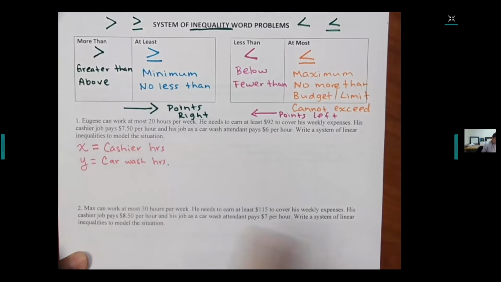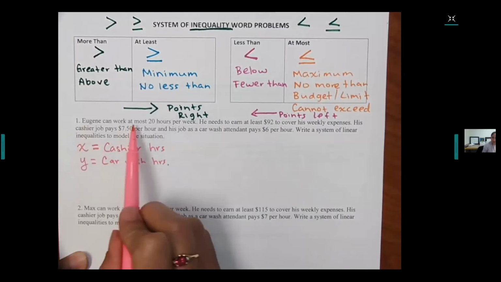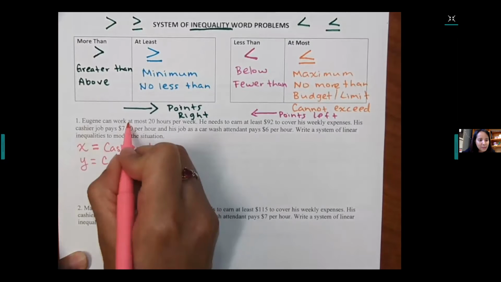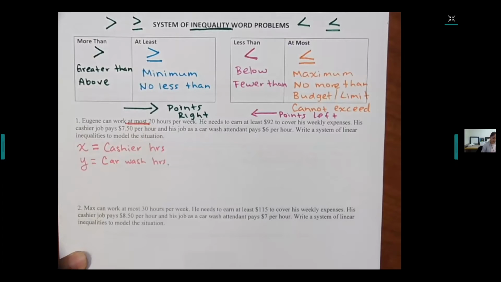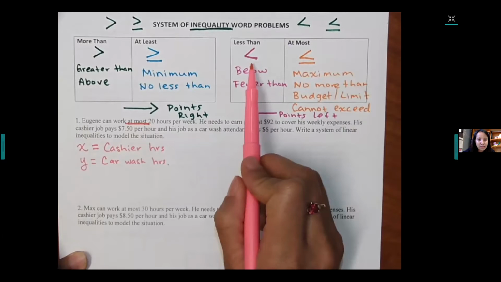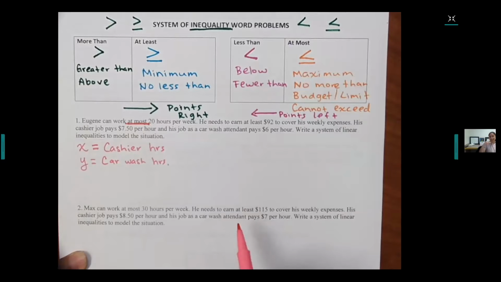So as we read this problem, Ms. Tran, we have Eugene can work at most 20 hours. So what's the keyword here? At most 20 hours. At most. So which inequality are we going to use? That's going to be the less than. The less than. Just the less than? Oh, less than and equal to. Less than or equal to. Good. Because at most means that he can get to 20, so it can equal 20. He just can't go beyond that.